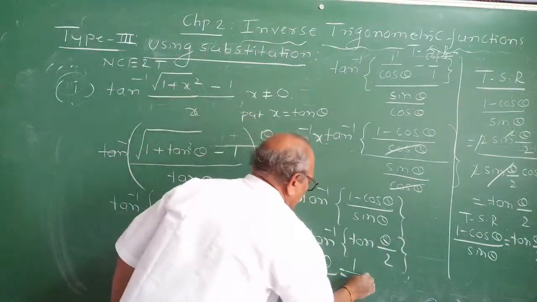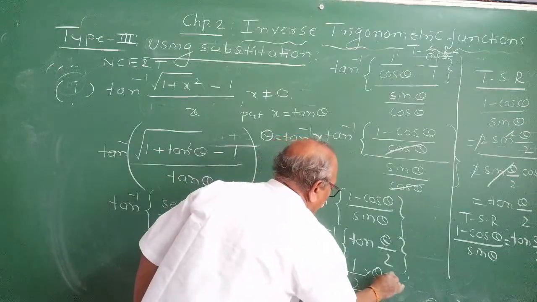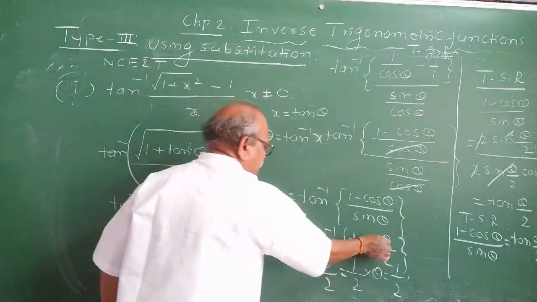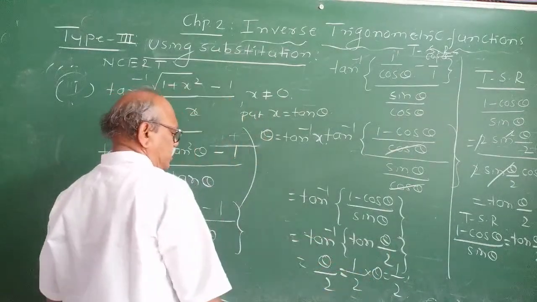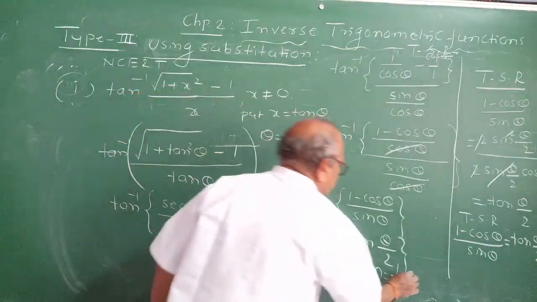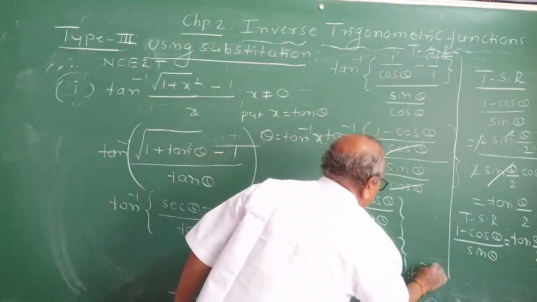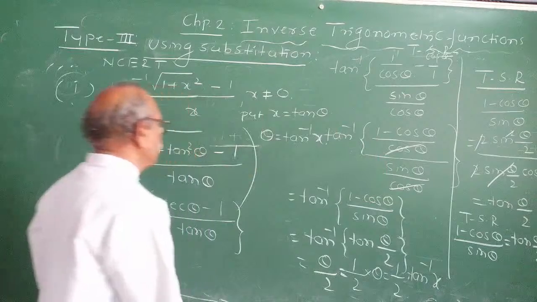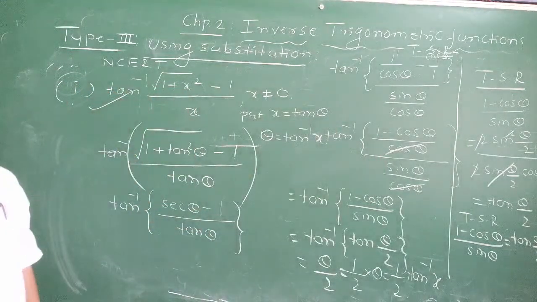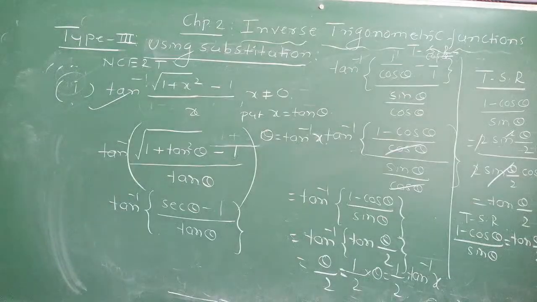Now you can write it as 1 by 2 into theta. What is theta in terms of x? You have to write it. Many students leave it in theta only after making substitution. 1 by 2, you can write it as tan inverse x. The answer should be 1 by 2 tan inverse x. Note down the solution.